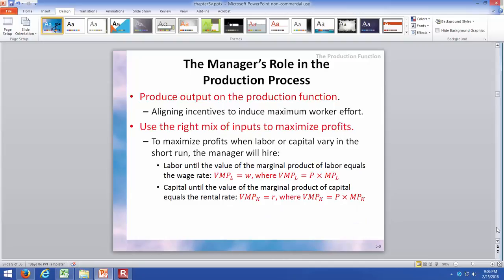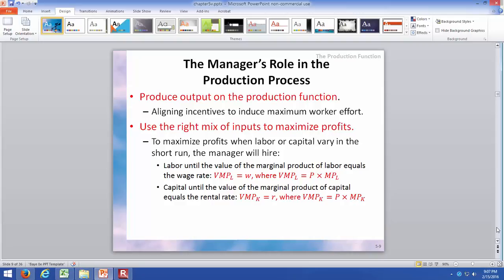Now, what is the manager's role in the production process? How can a manager change the outputs in the production process? Basically, produce output on the production function, aligning incentives to induce maximum worker effort. The manager should do those things that will motivate the employees to do the most for the company. So how can you do that? Some of the ways are providing a bonus, or providing some other rewards as they increase the output.